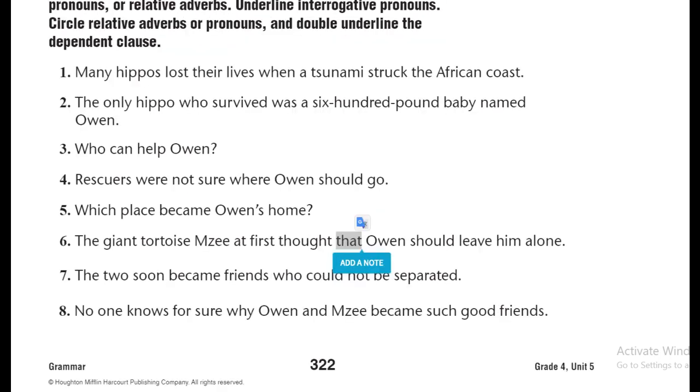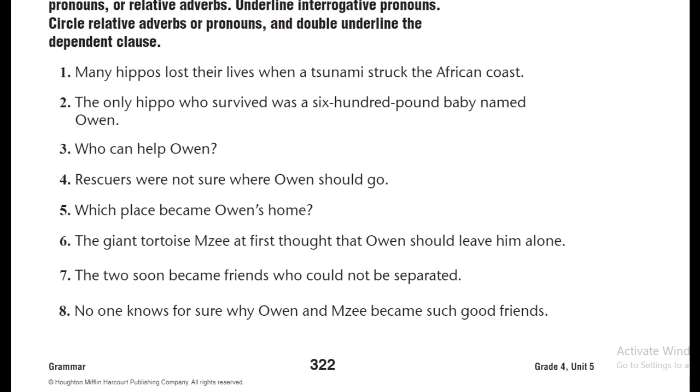The word that in sentence 6 that says the giant tortoise, Mazee, at first thought that Owen should leave him alone. The word who in number 7 that says the two soon became friends who could not be separated. And the last one is the word why in the sentence that says no one knows for sure why Owen and Mazee became such good friends. Wow! Task 2 is done.